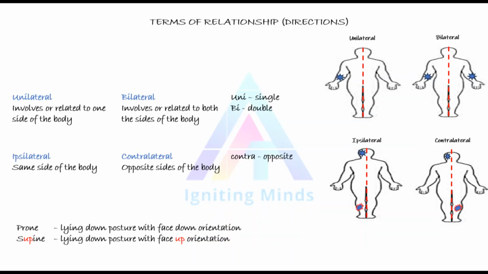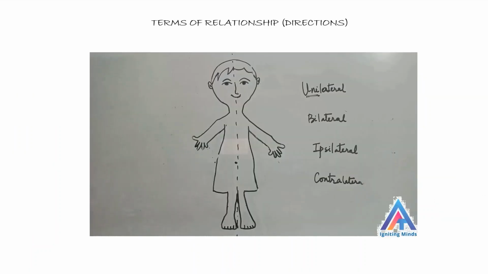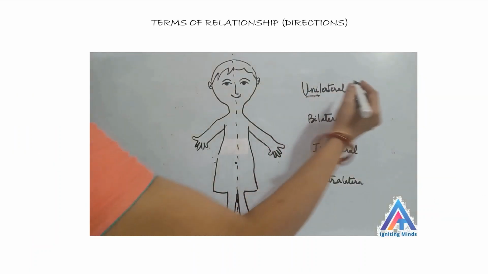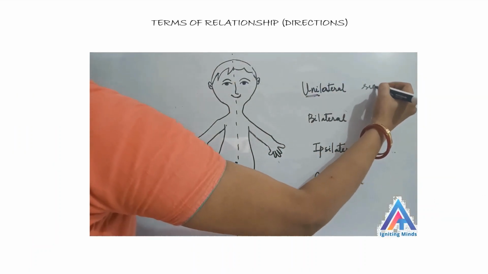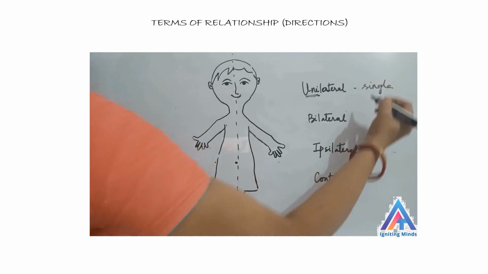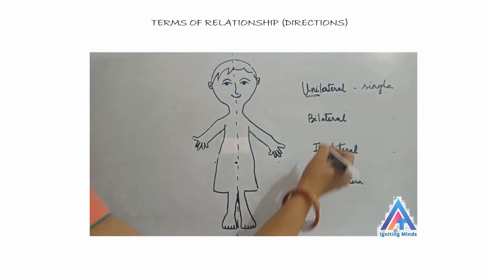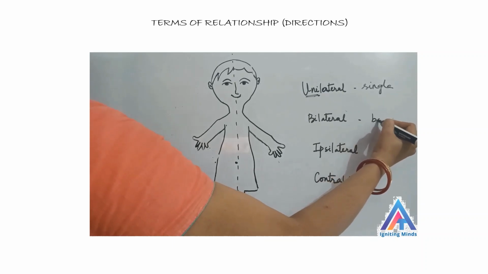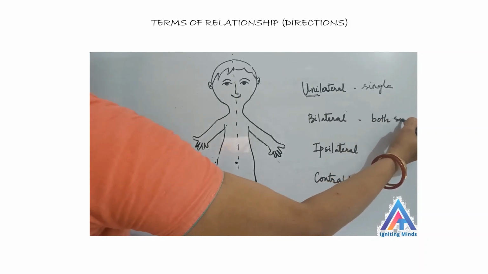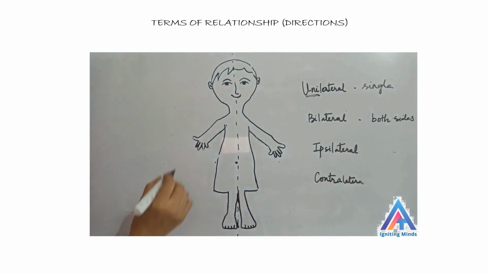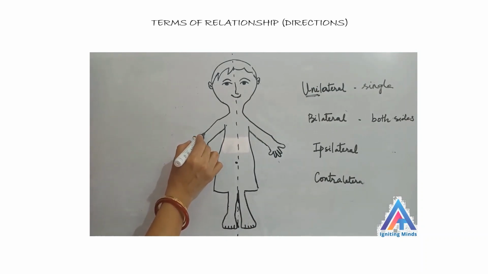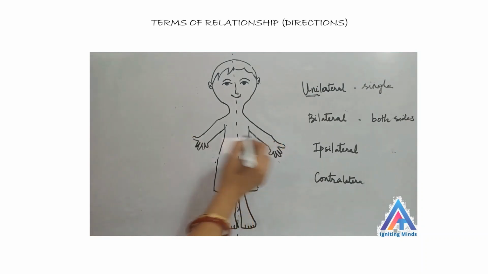Next, unilateral, bilateral. Uni means single. Anything that involves one side of the body is unilateral. When it involves both the sides of the body, it's bilateral. Suppose a person develops weakness in the right arm. It is unilateral weakness. If it involves both the arms, it is bilateral weakness. Next term is ipsilateral and contralateral.